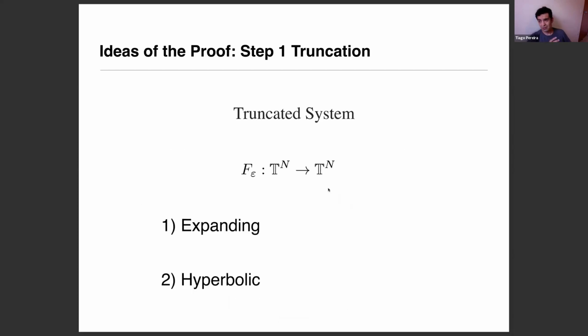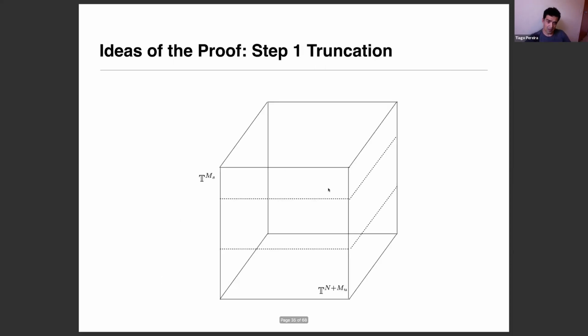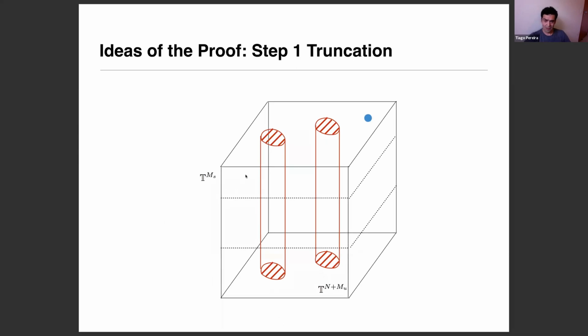Okay, so now what I have to do is study this truncated system. And basically I will consider only two cases: where this reduced dynamics is expanded, and the case where the reduced dynamics is hyperbolic, it could have some kind of periodic points. So the key idea is the following. Here I have my phase space. Here I have some stable directions, some unstable directions, and here's my Bedset.